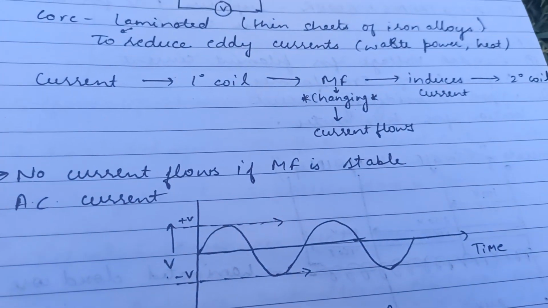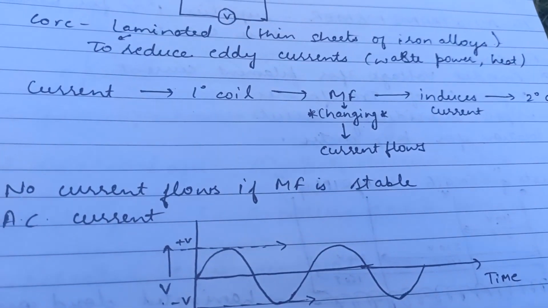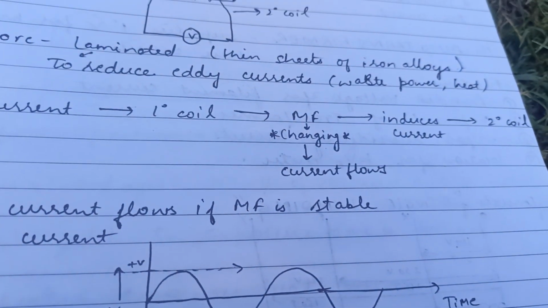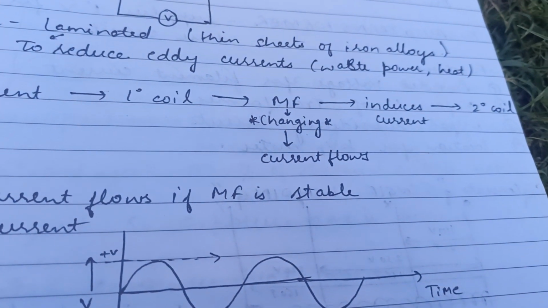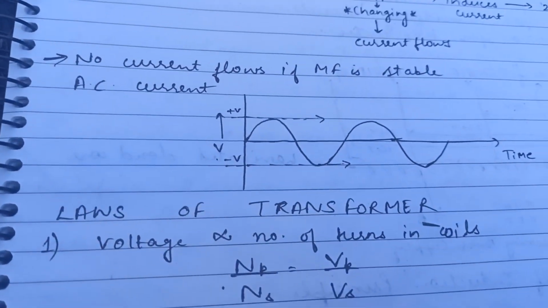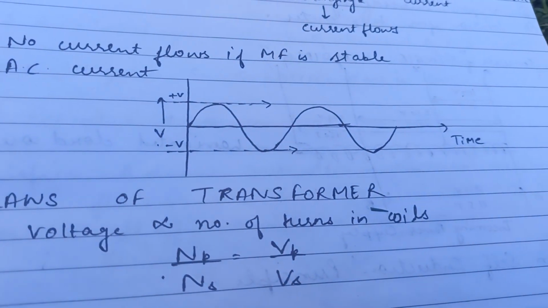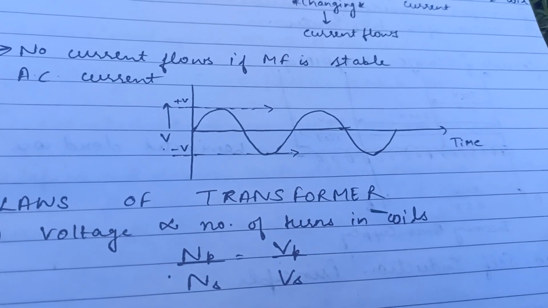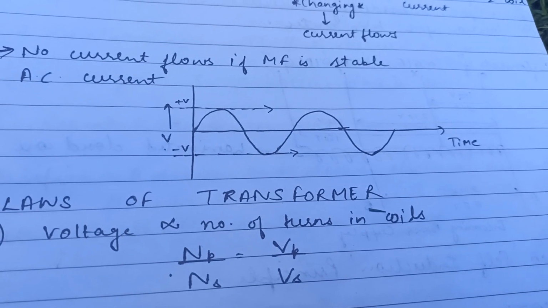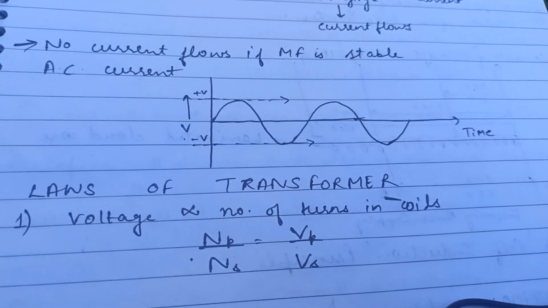So the current flows from the primary coil, then a changing magnetic field is produced, and this changing magnetic field produces current, that is induction current, and it induces the current which then flows towards the secondary coil. This is how this transformer operates. No current flows if the magnetic field is stable. So this is the graph showing AC current. On the y-axis there is a potential value negative to positive, and on the x-axis there is time. So flow of current or change in the voltage with respect to time.